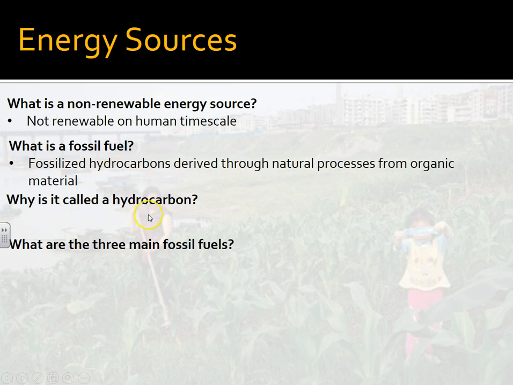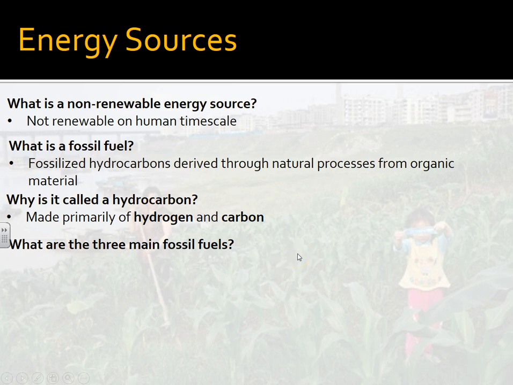A hydrocarbon is something that's made primarily of hydrogen and carbon. So if you looked at the molecular makeup of a fossil fuel, it's made primarily of hydrogen and carbon. It's these long chains of hydrogen and carbon. And there are other impurities in there, nitrogen, sulfur, and so forth. But it's primarily made out of hydrocarbon. And we'll get into how they were derived in a minute.